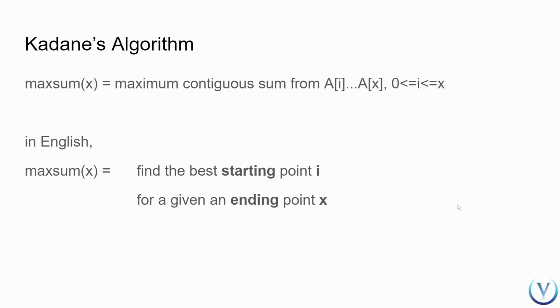And how do you do that? We consider the function maxsum of x to be equal to the maximum contiguous sum starting from any index i less than or equal to x and ending at index x. This is similar to the longest increasing subsequence. If this definition is confusing, it simply means that maxsum of x is calculated as follows. We find the best starting point i among all possible starting points for a given fixed ending point x. This x over here is basically the E that we're fixing.